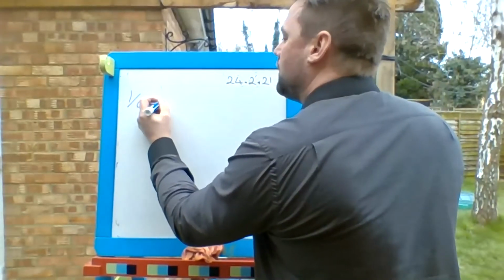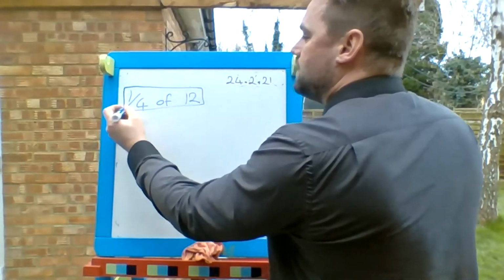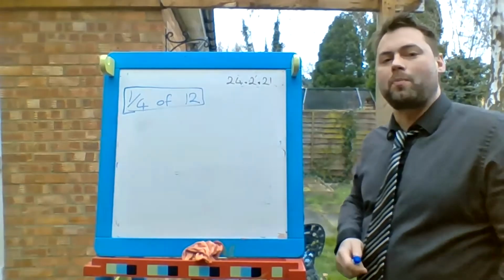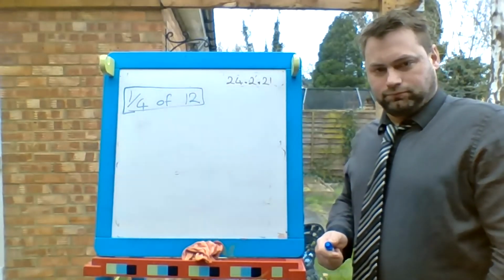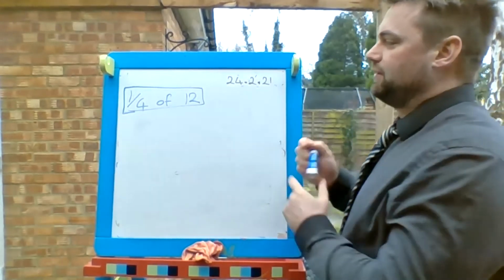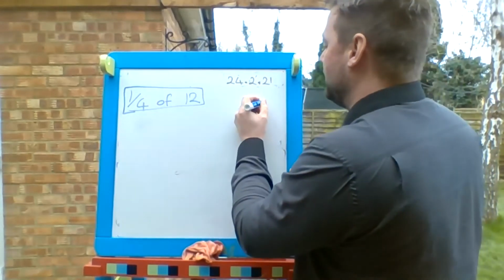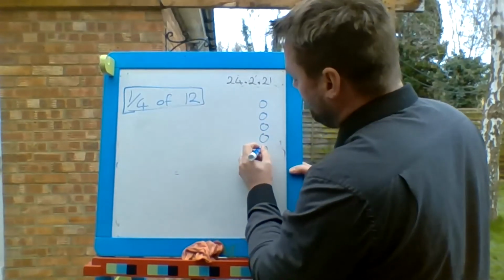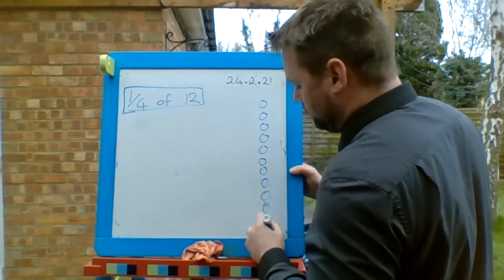1/4 of 12. Okay, so I'm going to use a bar model for this method. And I'm going to use counters. So here are my place value counters. 1, 2, 3, 4, 5, 6, 7, 8, 9, 10, 11, 12.